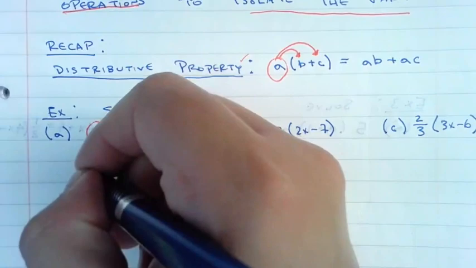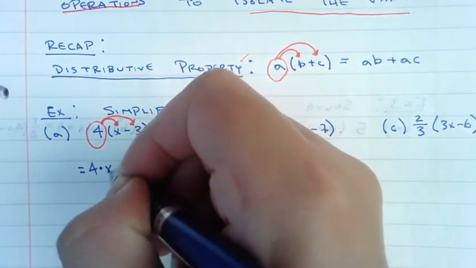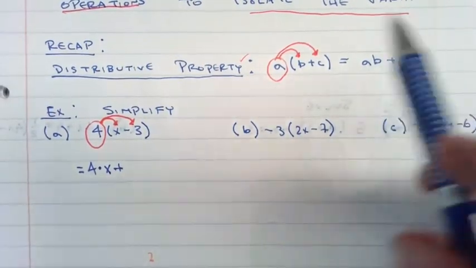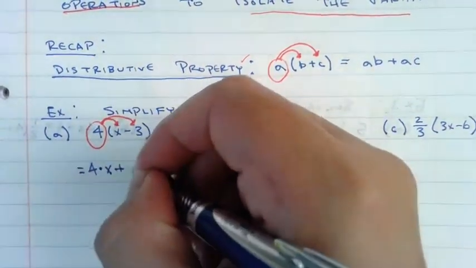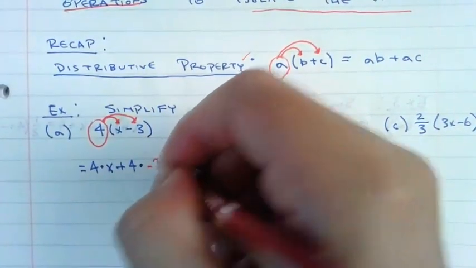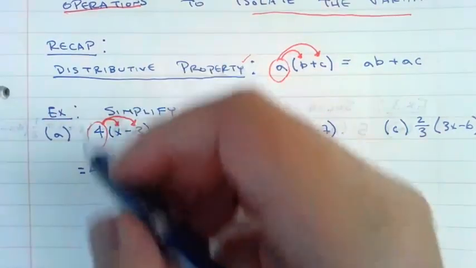So here's what we're going to get. We're going to get 4 times your x, and then plus, because remember, you don't want to forget that plus sign like we have right here. And you're going to get your 4 multiplied by negative 3. So your x and your negative 3. Okay? So then we look at it.